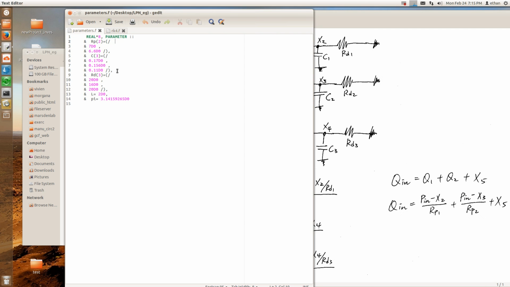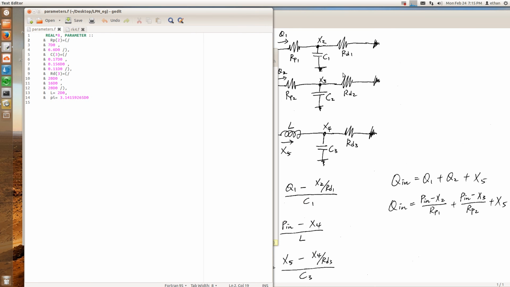Okay, so in this file, you're just setting all the parameter values for your RPs and for your capacitances and RDs. So you have two RPs, and then you have an array of two elements here, and you set the values of the Rs right here. And you have three capacitances, so you put the values here. The D is just the 10 to the power of whatever. And then here's your value for the L. And I have pi right here just so that you can use it if you wanted to.